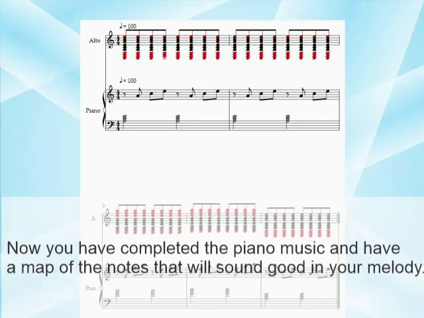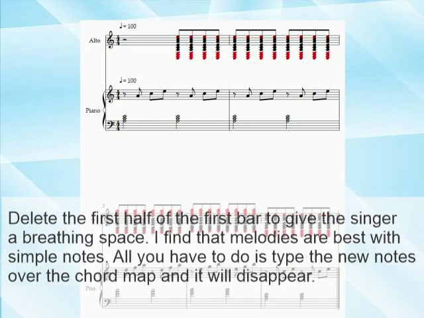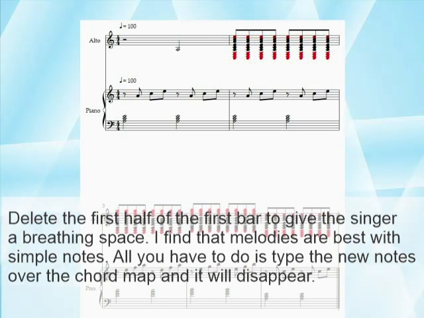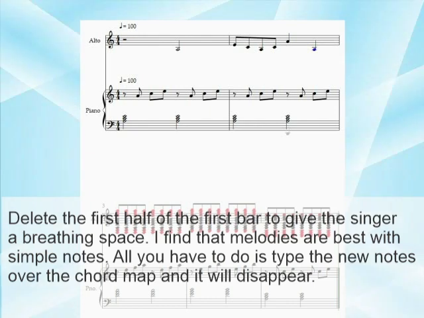Now you have completed the piano music and have a map of the notes that will sound good in your melody. Delete the first half of the first bar to give the singer a breathing space. I find that melodies are best with simple notes. All you have to do is type the new notes over the chord map and it will disappear.